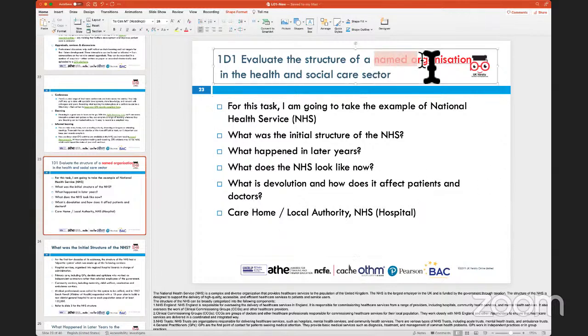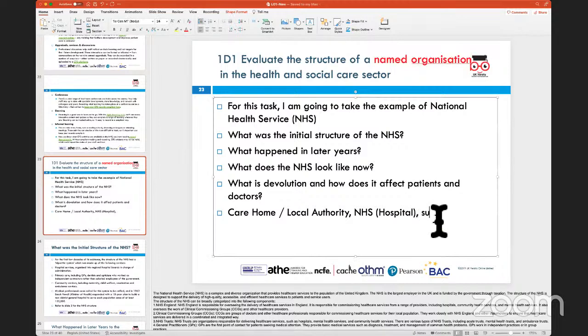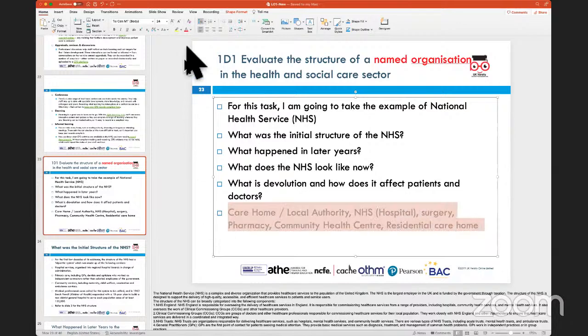So here the idea is to take a named organization that you are aware of. It could be a GP surgery, a pharmacy, a community health center, or a residential care home. Any place that you work in, an organization, is what you need to take for the purposes of doing this particular task.